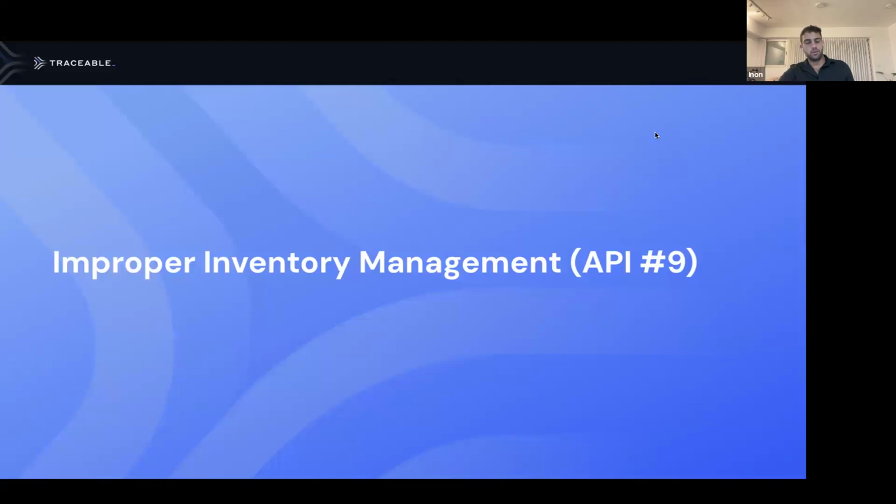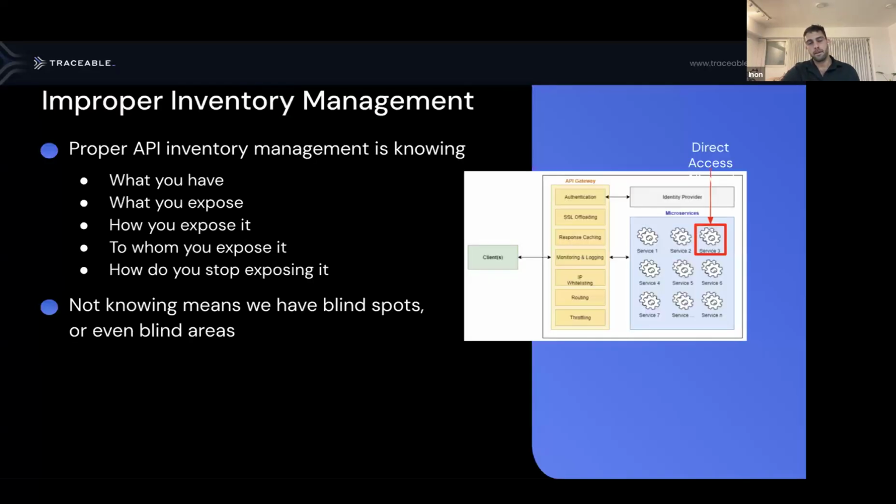Then let's jump into improper inventory management. This is not the most exciting, it's not the sexiest vulnerability, but it's something very important to think about and to be mindful about when you write APIs. It's more like housekeeping. It's really important to know what you expose.